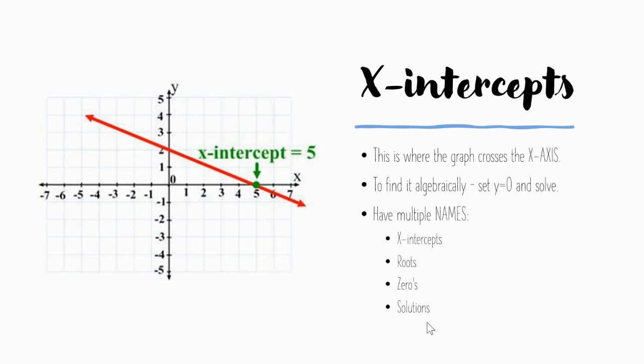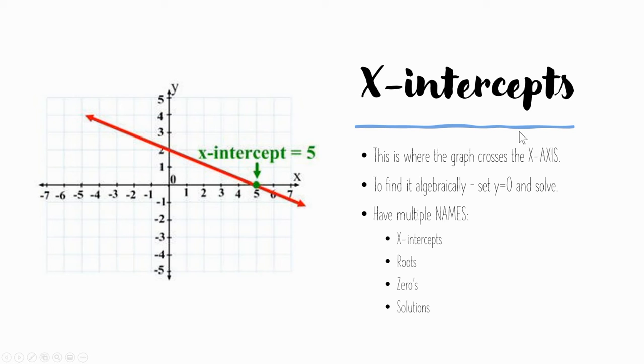Okay, intercepts. You should know this as well. X-intercepts is where we cross the x-axis. If you want to find it by hand, you set y equal to 0 in your function and then you solve, or you graph it and you just see where it crosses the x-axis like it is here. It has multiple names. X-intercepts are also called roots, zeros, and solutions, because like right here, I know that x equals 5.